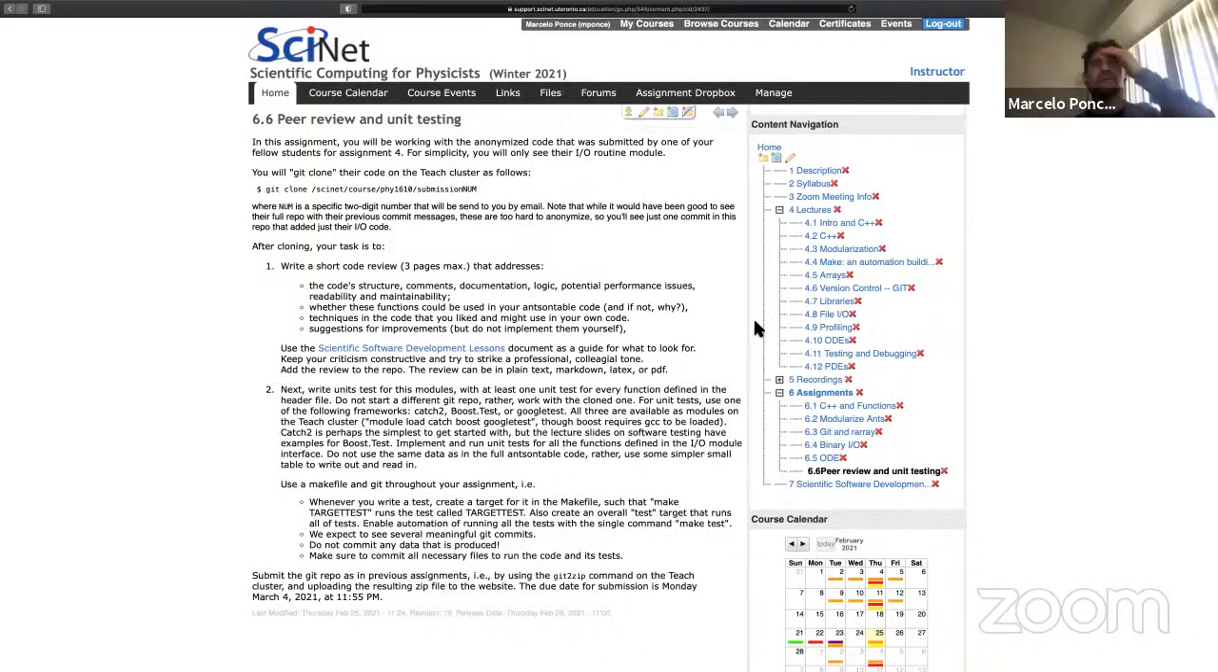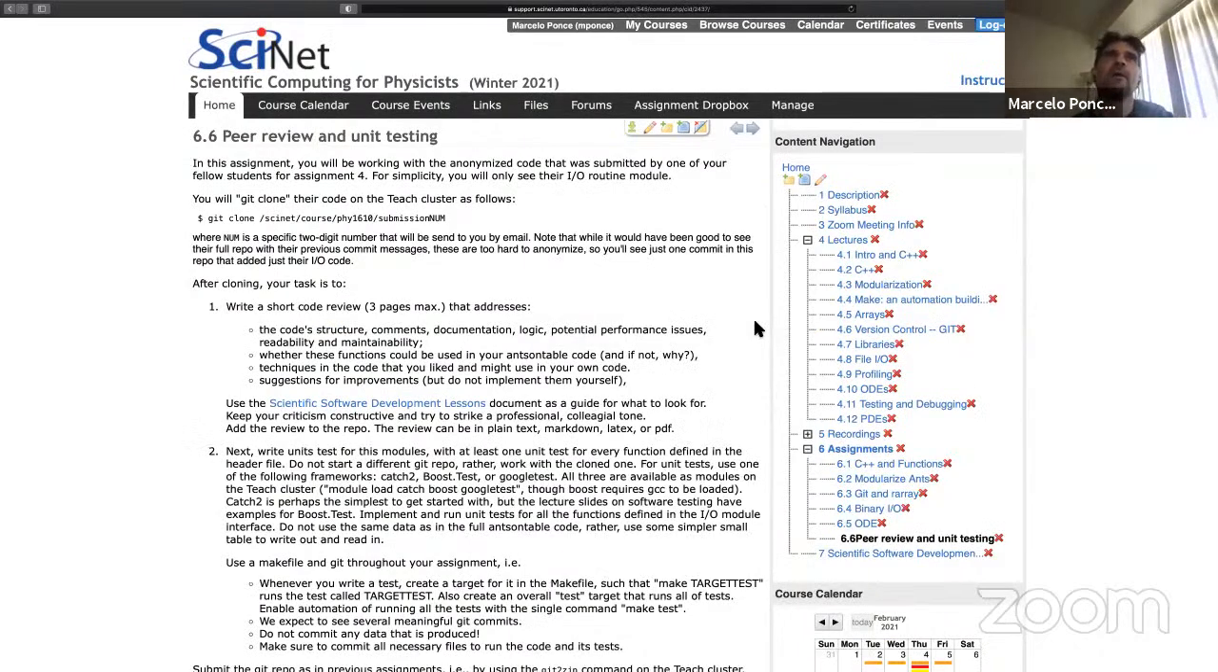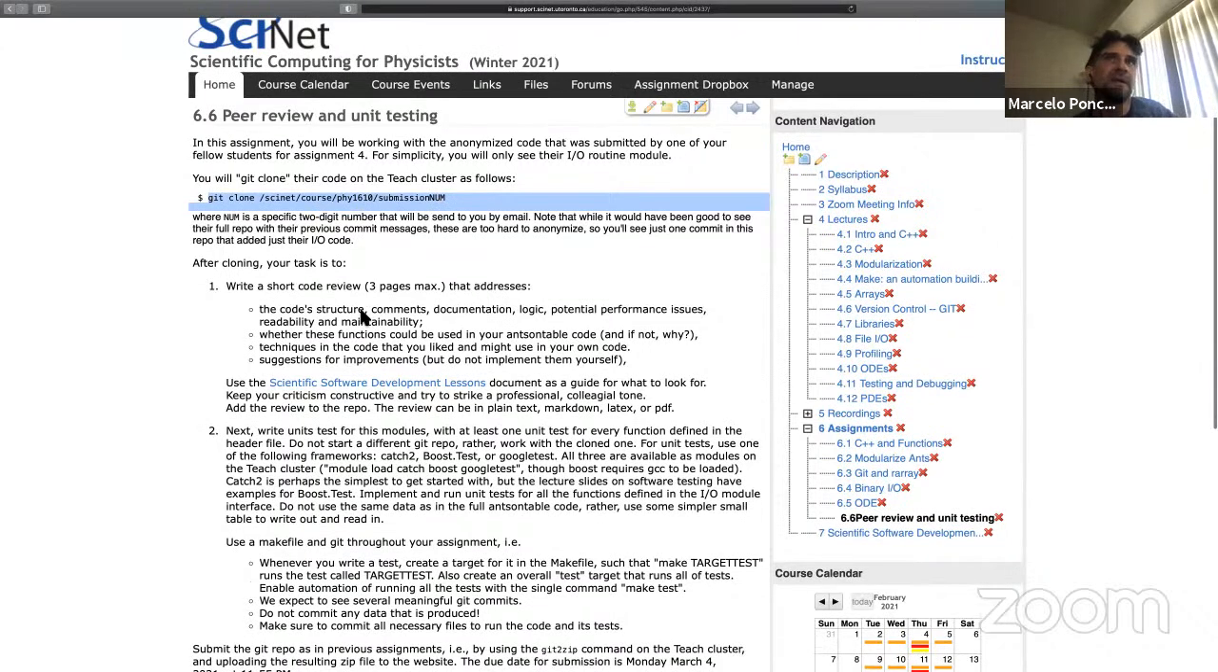So this assignment, as we promised you last time, is going to be about reviewing the code that some of your peers have written for assignment 4 and implemented unit testing. So we are preparing the submission. As we promised, they are going to be anonymized, and we are only going to give you the IO routines modules that you wrote. So you are going to do something like git clone, on the teach cluster of course, git clone and then the submission, and you get a number. You will be notified by email about that.